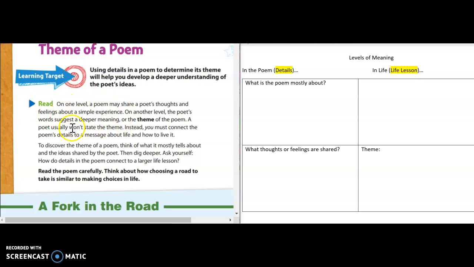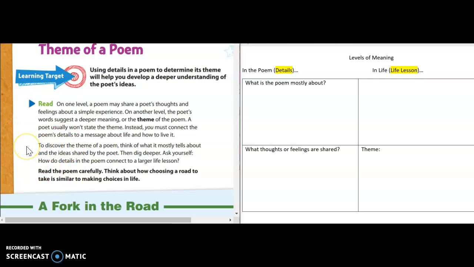So boys and girls, this paragraph is telling me that oftentimes in poetry, the theme is not clearly stated, and we know that. We know that's the same with even literature or fiction stories that we read. But we have to really dig deep into this poem so that we can connect with the details, and we can also put those pieces together to figure out that real message about life and how to live it.